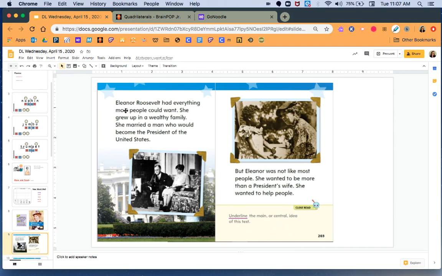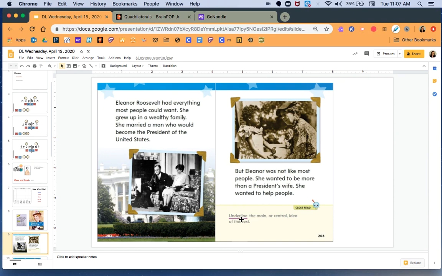Eleanor Roosevelt had everything most people could want. She grew up in a wealthy family. She married a man who became the President of the United States. But Eleanor was not like most people. She wanted to be more than a president's wife. She wanted to help people.